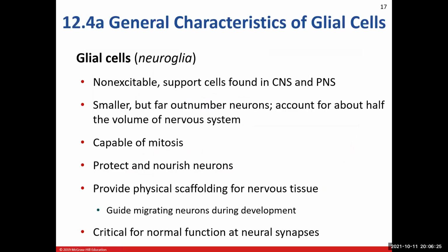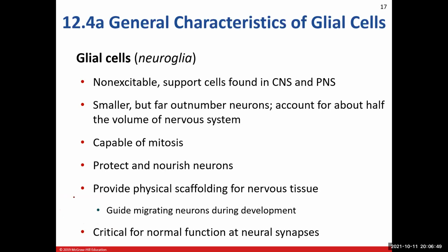All right, so we talked about the neurons. That's one cell in our nervous system. Let's talk about the glial cells, also known as neuroglial. These are the support cells. They offer protection. They're the non-excitable cells, okay? So you're going to see them throughout the central nervous system and also in the peripheral nervous system.